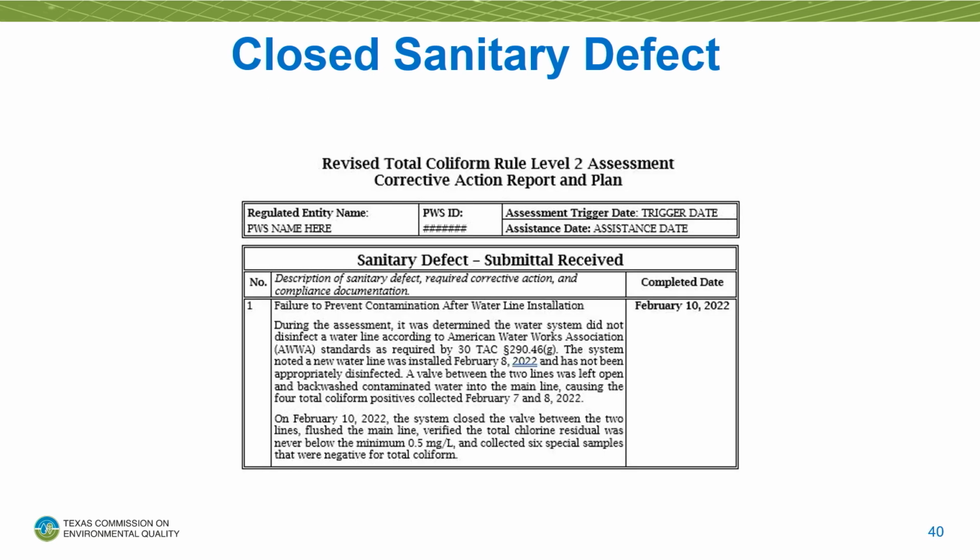All right, here we have a closed sanitary defect. You'll notice it's missing that document submittal box because a closed sanitary defect has already been corrected, so you do not have to submit anything for it. So this slide otherwise looks fairly similar to the previous, with the exception that that description below the sanitary defect will include the corrective action taken. And on the right, you will have a completed date instead of a due date.